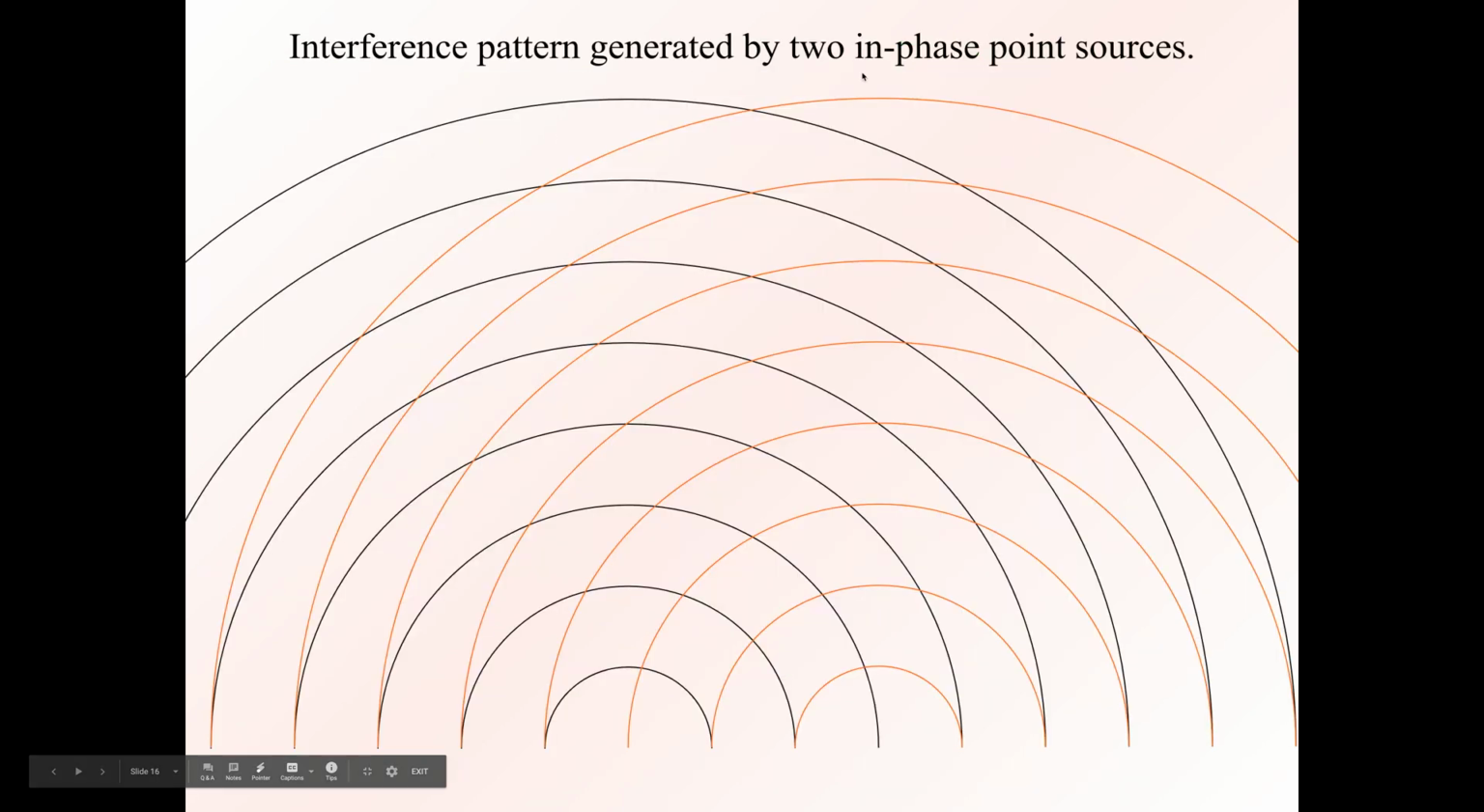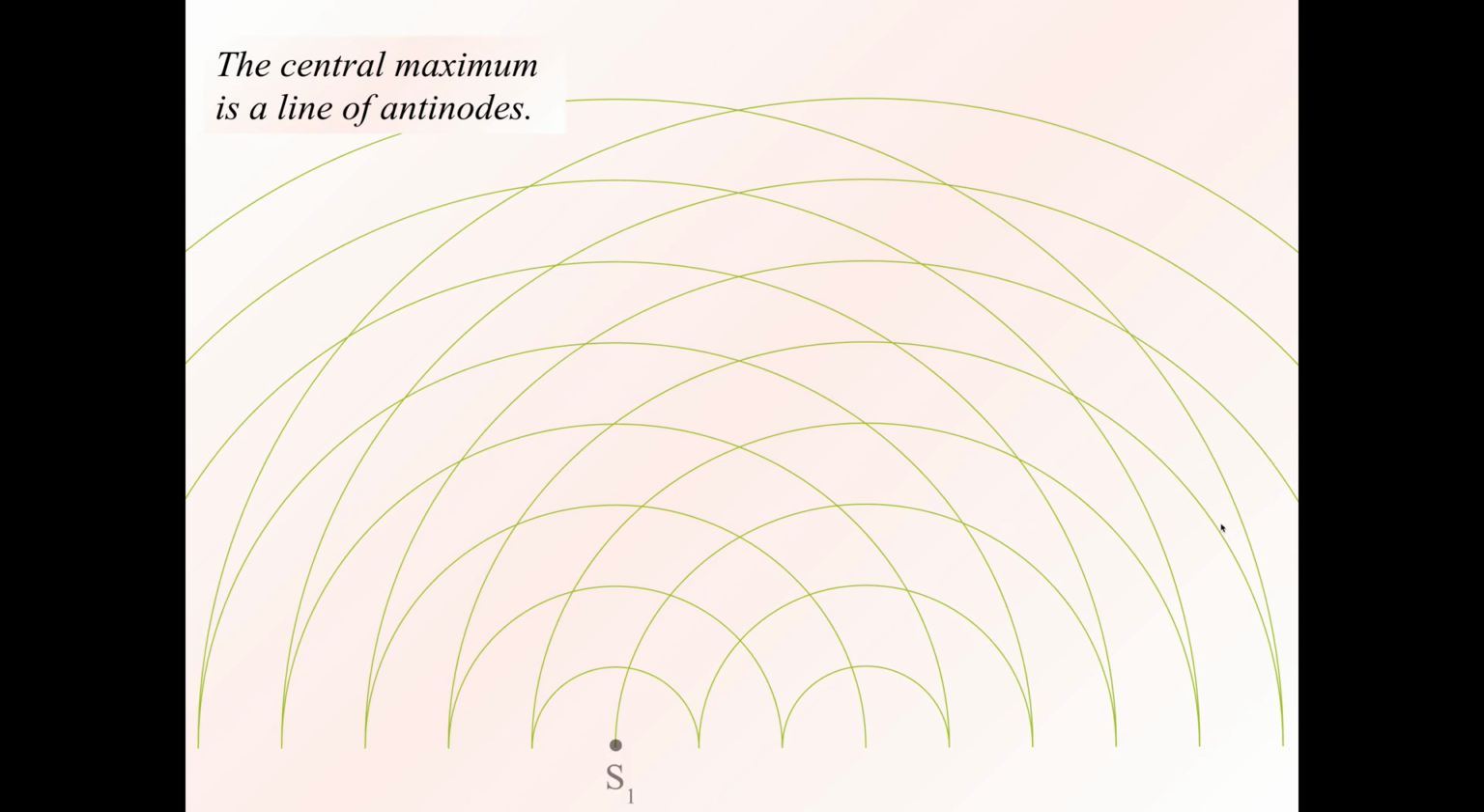Interference patterns generated by two in-phase points. We can see that where the crests meet the troughs, there are going to be lines coming out from here, our interference patterns. And again, you can read over these.